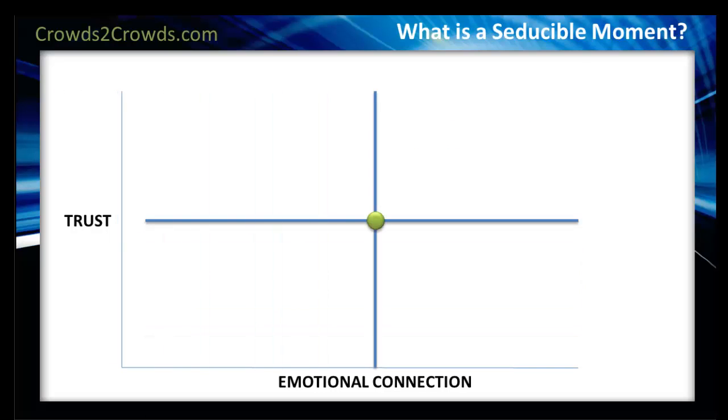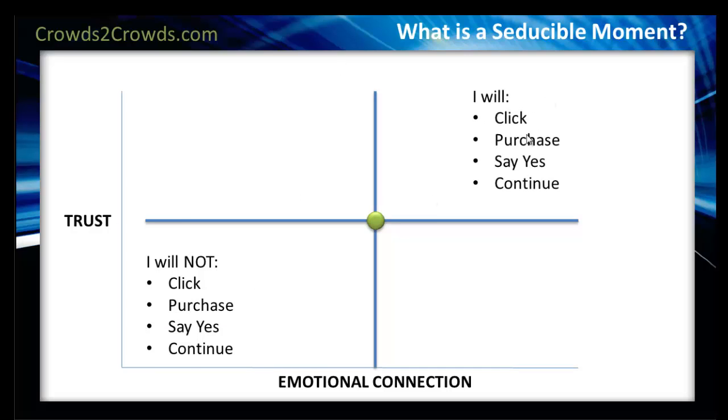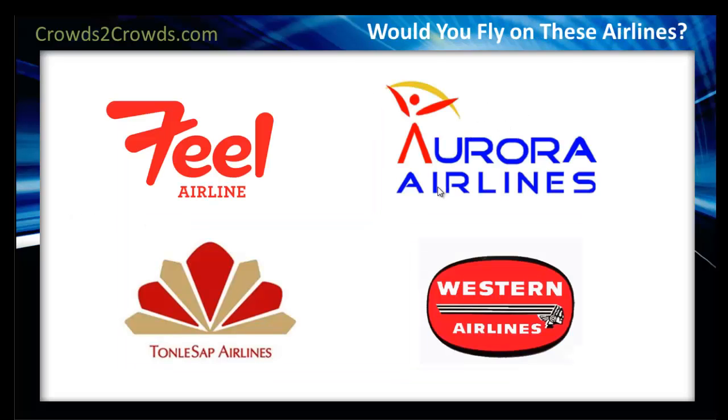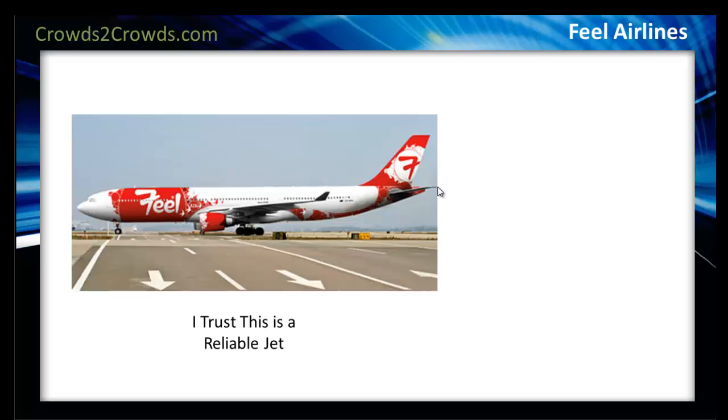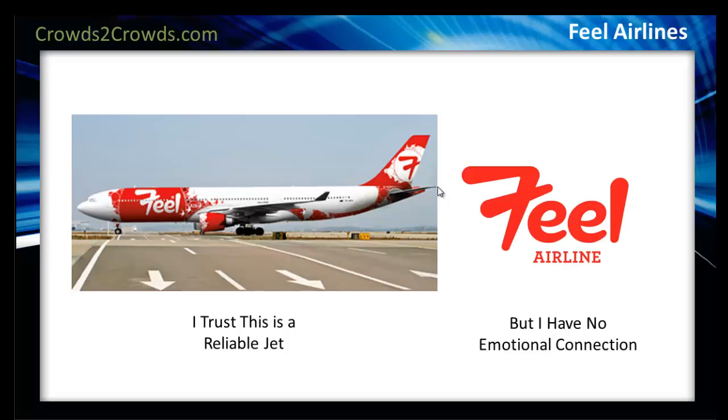We're trying to get from "I won't click purchase, say yes, or continue" to "obviously I will click purchase, say yes, or continue." So how do you do that? Well, let's take a perfect example. These are all actual airlines. Would you fly any of them? No? Let's take Feel Airlines as an example. Now, I recognize the jet. It happens to be an Airbus. So I trust that the equipment is good, but does that mean I'm going to fly Feel Airlines? Probably not. Basically because I don't have an emotional connection to them. Now, if they change their name, I might be a little more willing to participate. But as it is, probably not.